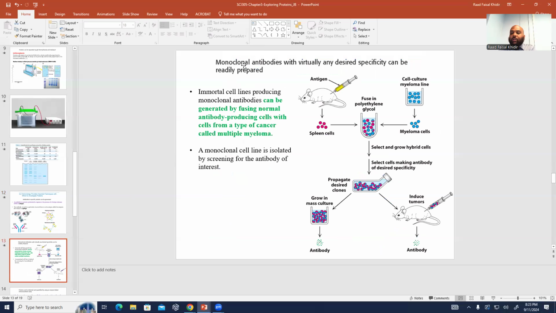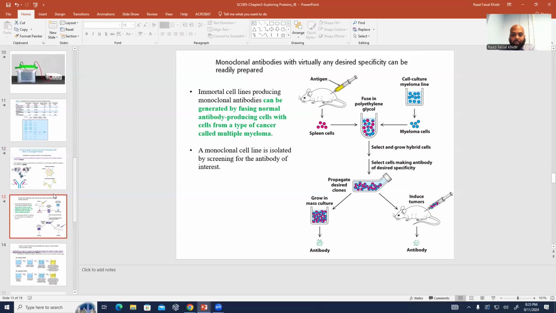Monoclonal antibodies with virtually any desired specificity can be readily prepared. Immortal cell lines producing monoclonal antibodies can be generated by fusing normal antibody-producing cells with cells from a type of cancer called multiple myeloma. And then a monoclonal cell line is isolated by screening for the antibody of interest.